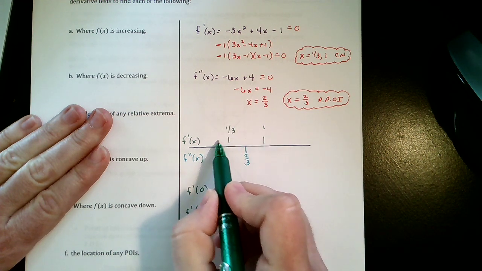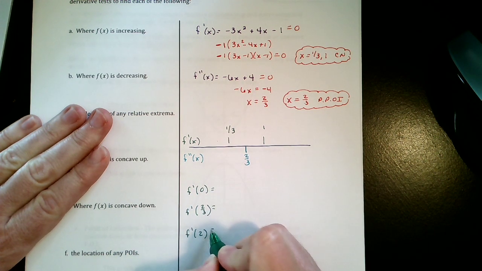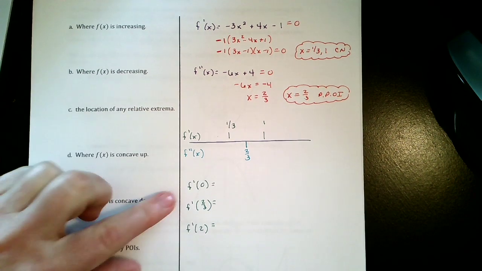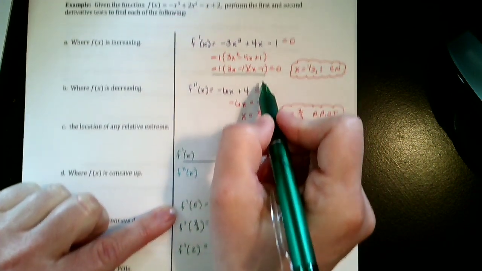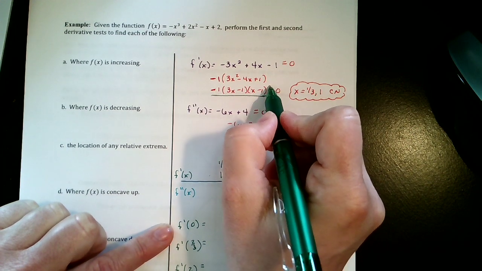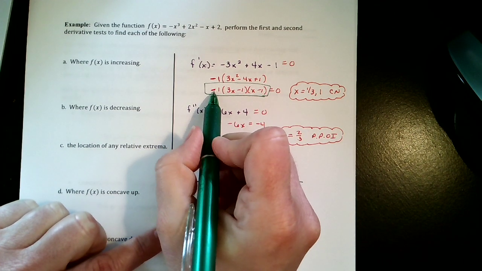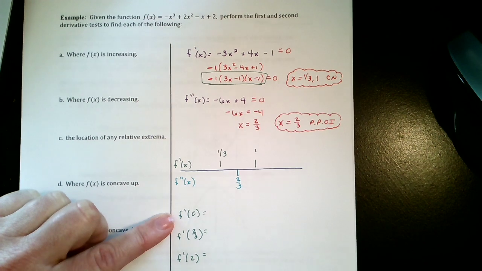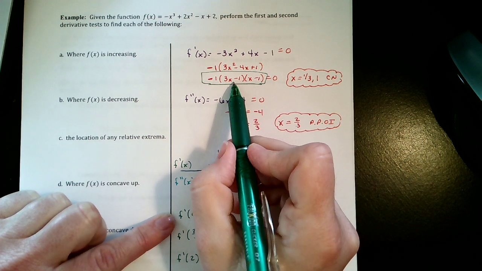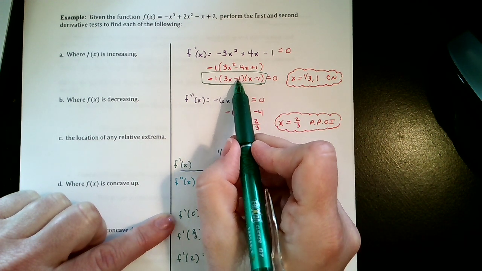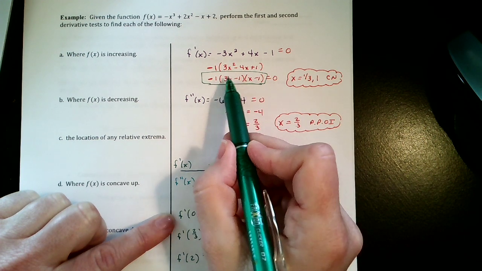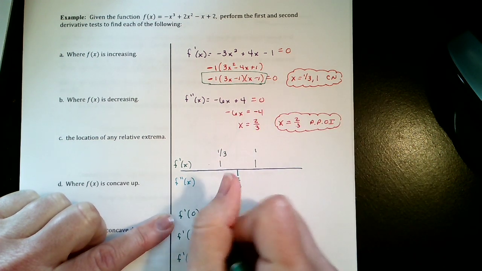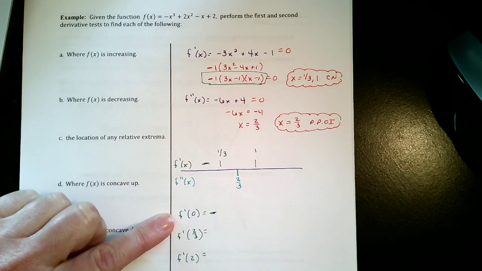Those three numbers fit into those three intervals. So for f prime of 0, I'm going to use my factored form here. Don't forget we have that negative. If you divide that negative out, you have to leave it there, so that affects the sign. So if I put 0 in there, 3 times 0 minus 1 is negative, and 0 minus 1 is negative. So I have a negative times a negative times a negative, which is a negative. So I have negative signs there.